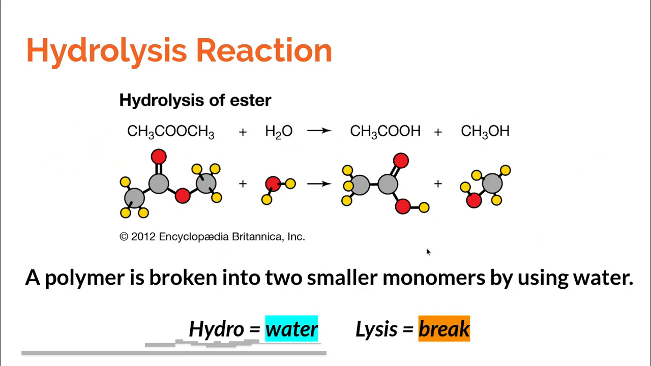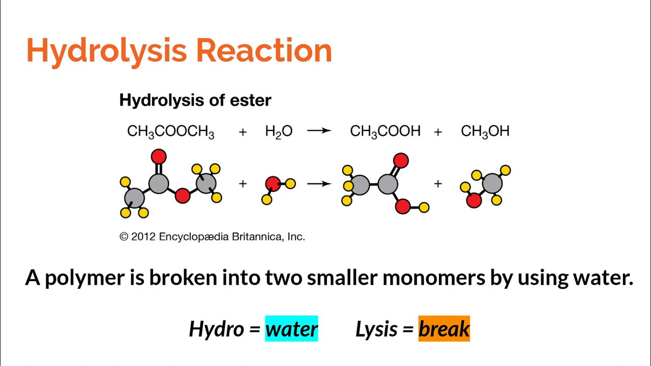So here we have a polymer, ester, and we have our water. So what the water is going to do is wiggle its way in between the two monomers in this polymer so that we can break them into two smaller pieces, two separate monomers. And this process is called hydrolysis.